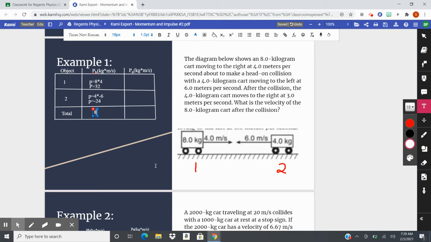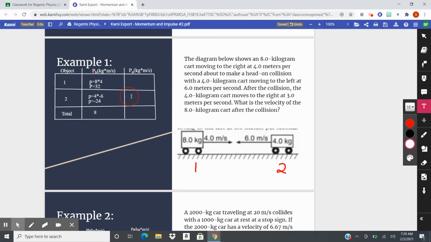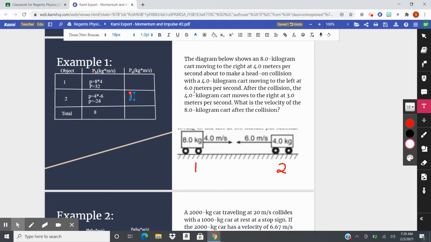Now let's do the momentum after. Well, it says after the collision, the 4 kilogram cart moves to the right 3 meters per second. Well, let's plug what we have in, right? Our 4 kilogram cart. Now it's moving to the right. So that's going to be a positive velocity. It says move to the right 3 meters per second. Multiplying those together, 4 times 3 is going to be 12 kilograms times meters per second.